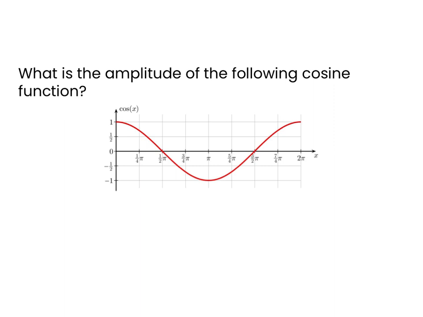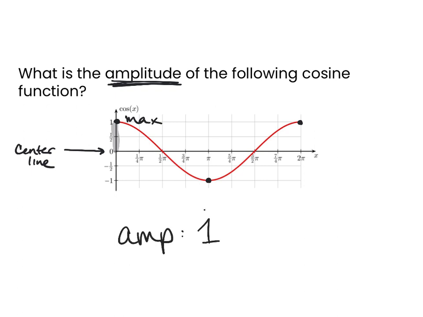This next question asks, what is the amplitude of the following cosine function? Remember that amplitude is the distance from the center line to the max or center line to the min. So if we look, we have a center line of this graph here at 0. Hooray, that's my center line. And I also have maxes and mins at these different points along the graph. If we just focus on this very first one, what is the distance from that center line to the max? Yeah, the amplitude is just 1. Very simple.